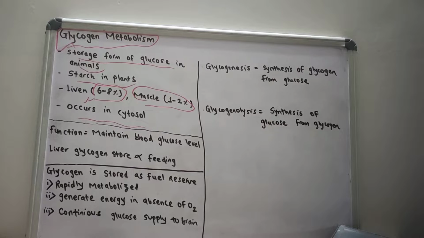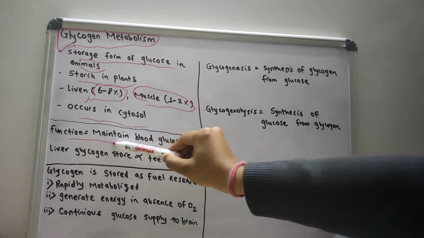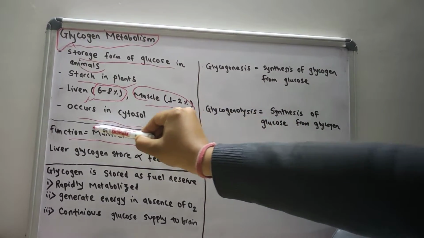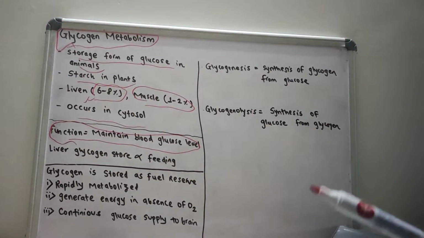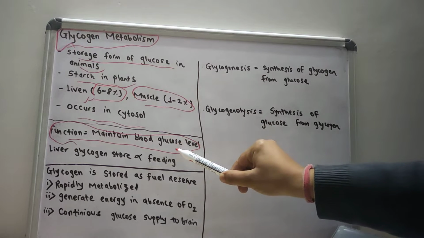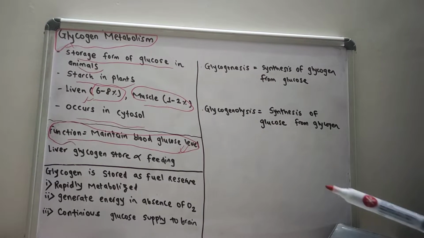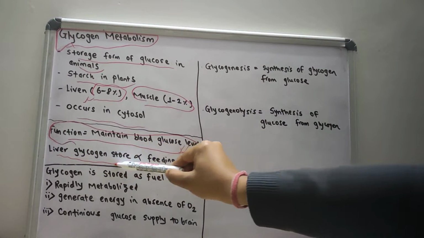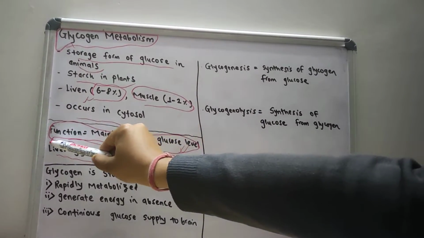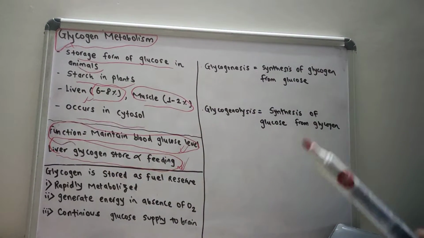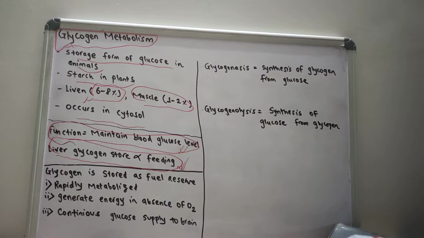So what is the main function of glycogen then? The main function of glycogen is to maintain the blood glucose level even in the fasting state. If there is no intake of carbohydrate, like in the fasting stage, the blood glucose level is maintained by glycogen, as it is found in storage form in the liver. The glycogen storage of the liver is directly proportional to feeding. So the more we eat, the more glycogen is stored in the liver.